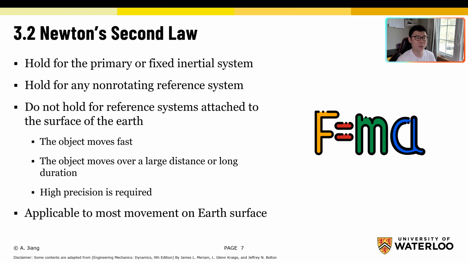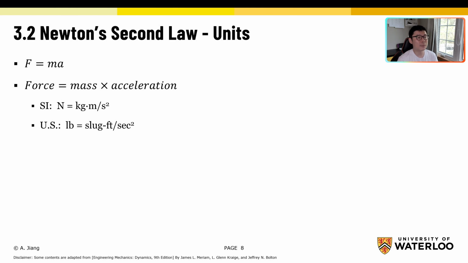Generally speaking, Newton's second law holds for the primary or fixed inertial system and for any non-rotating reference system. But it does not hold for reference systems attached to the surface of the Earth when the object moves too fast, or when the object moves over a large distance or long duration, and when we need high precision. However, F equals ma can be applied to most movement on Earth's surface. Right? So this is what we really care about, but you need to know that Newton's second law, despite its greatest discovery, has limitations.